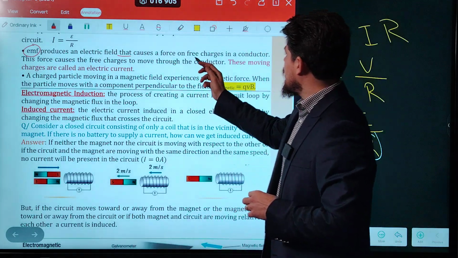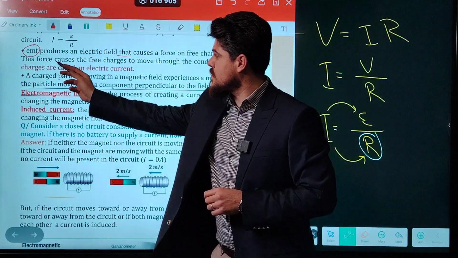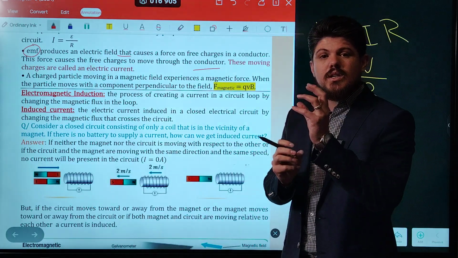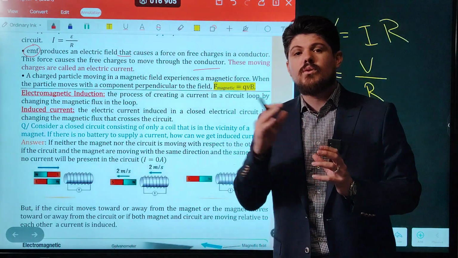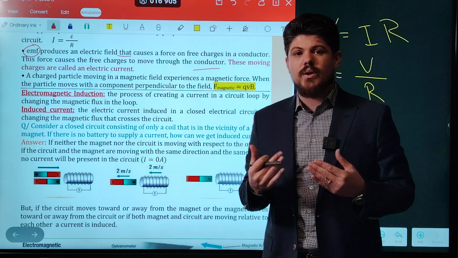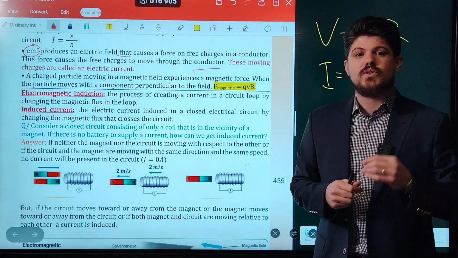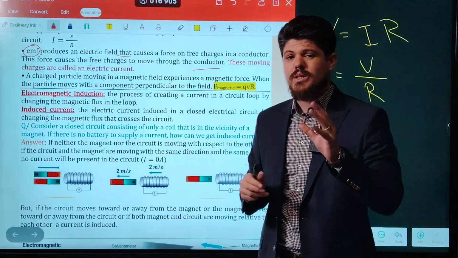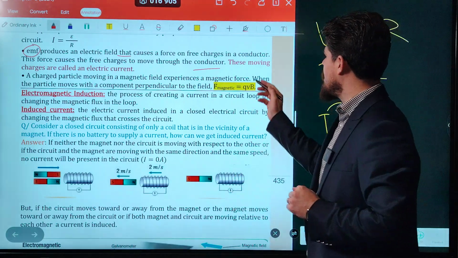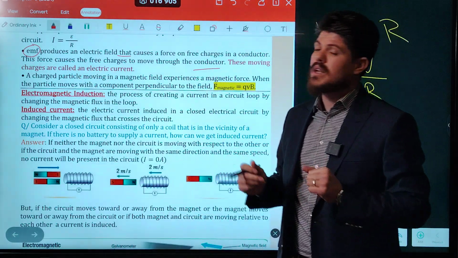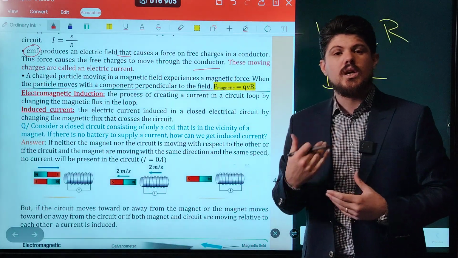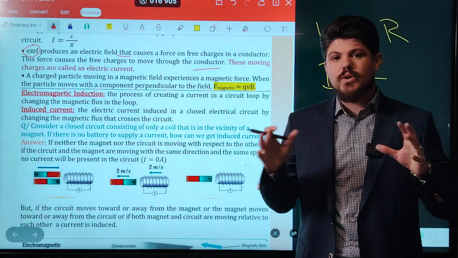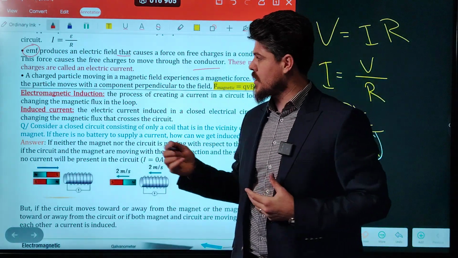So there is a force on free charges in a conductor. This force causes the free charges to move through the conductor. When this charge is moving in the conductor, the moving charge produces current, it induces current. Why? Because current is the flow of charge per unit of time, Q over T. We studied this in chapter 7, grade 11. The moving of charge is called electric current. So the current is produced by moving free electrons in the conductor.